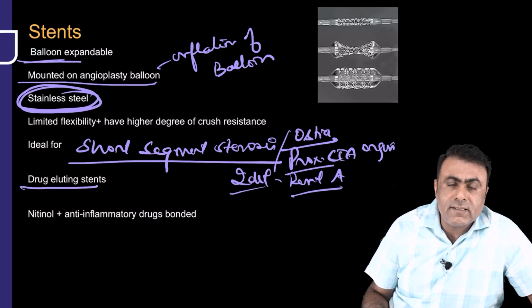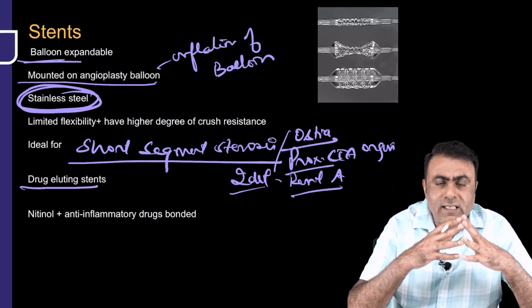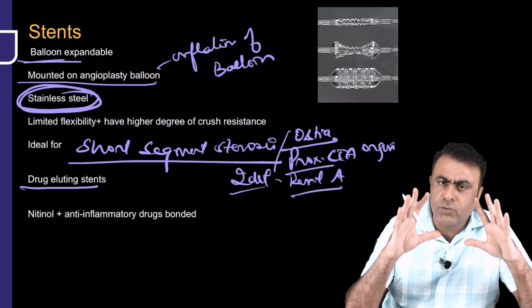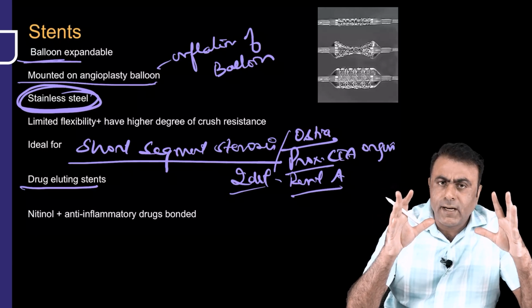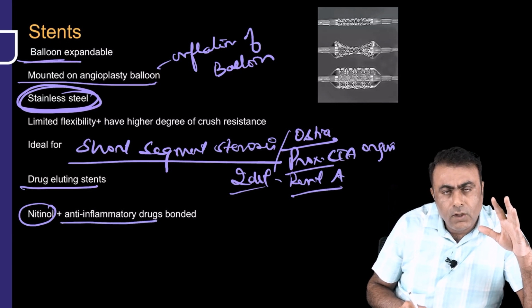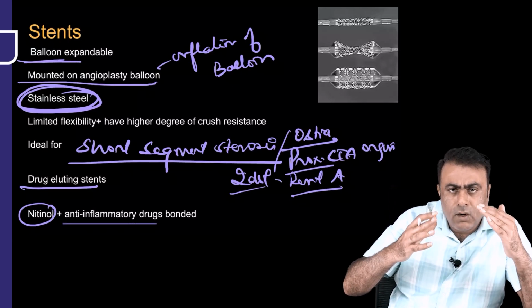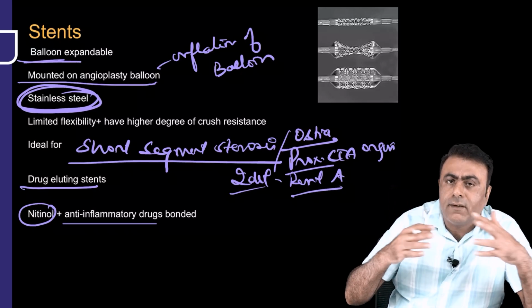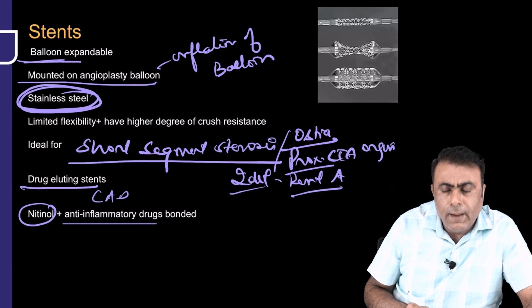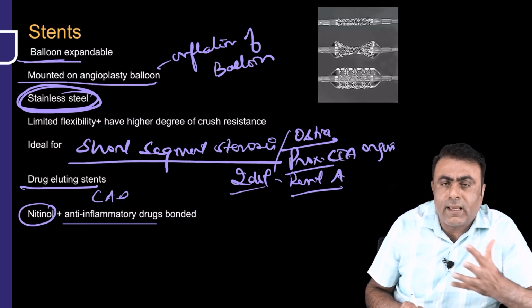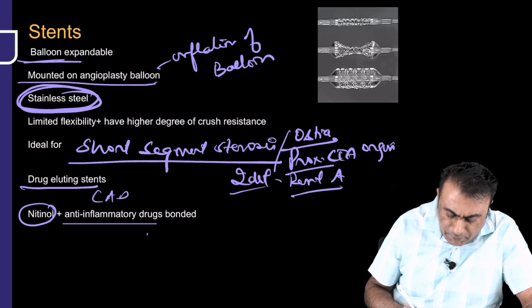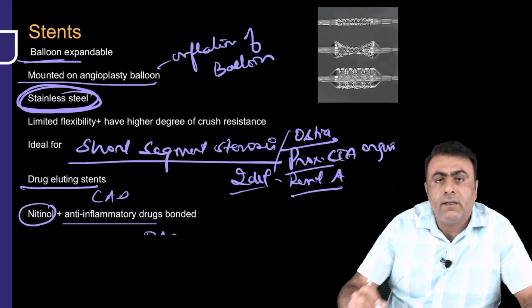Apart from this, we have certain drug-eluting stents also. Drug-eluting stents have been very useful in coronary artery disease, where they have a proven role. These are nitinol stents bonded with an anti-inflammatory drug. They keep releasing this drug onto the arterial wall and prevent restenosis. Now, studies are showing that they give good outcomes even in patients with peripheral arterial disease.